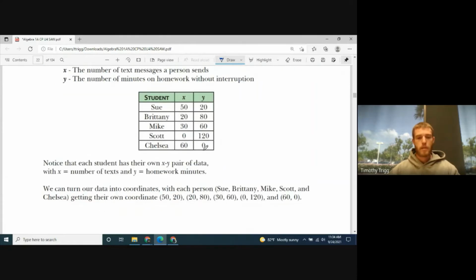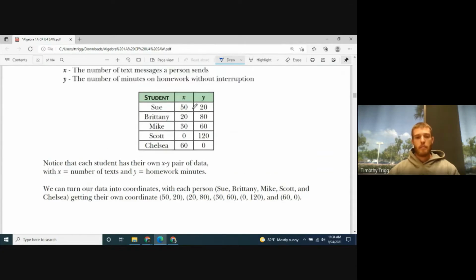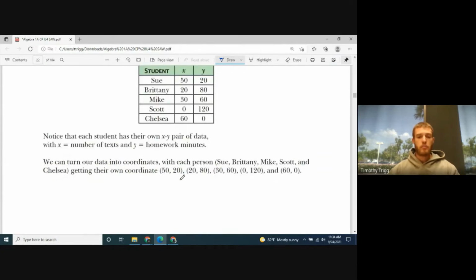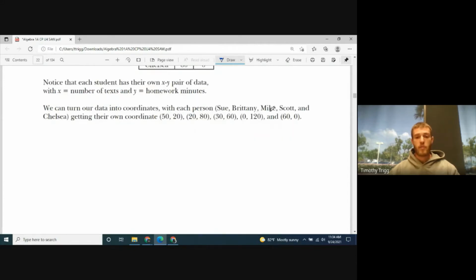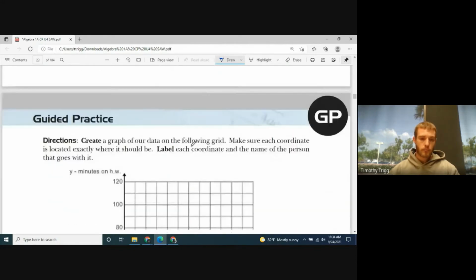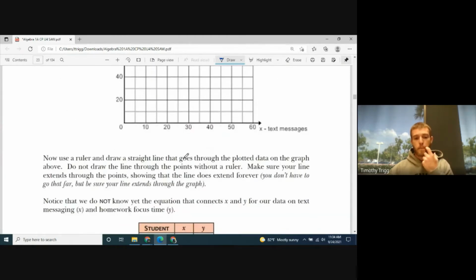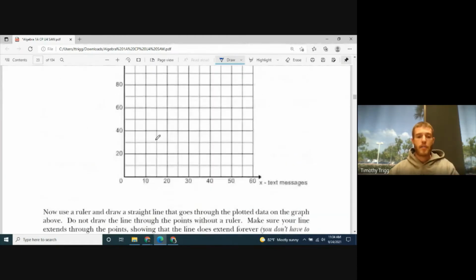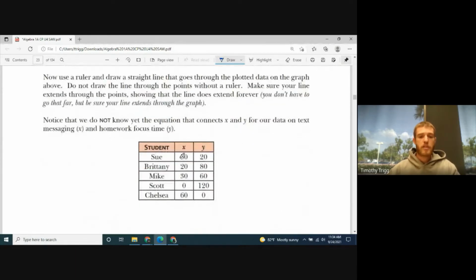Okay. And so we can turn these data points into points like coordinate points. So 50 comma 20. So that means 50 text messages, you can concentrate for 20 minutes, so on and so on. Now let's go ahead and graph these points on this grid here. Okay, so they have the points down here as well.